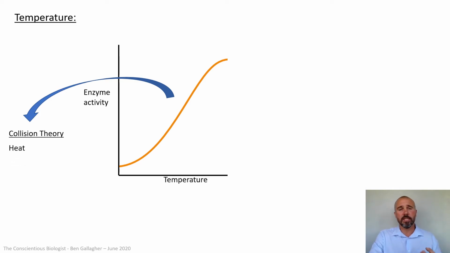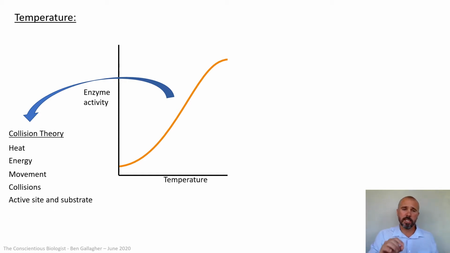But collision theory is basically when you add heat. Heat is a form of energy. If you're giving energy to the particles, the substrates and the enzymes, then there's going to be more movement. That thermal energy will be transferred to kinetic energy, so they'll just move faster and faster. Now, if they're moving faster and faster, there's going to be more collisions. Collisions as in crashing into one another. Now, those collisions, though, will only be successful if they're between the active site and the substrate.